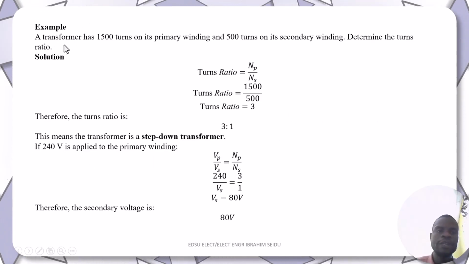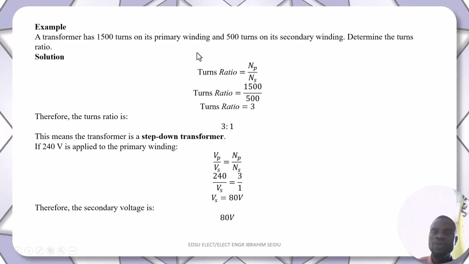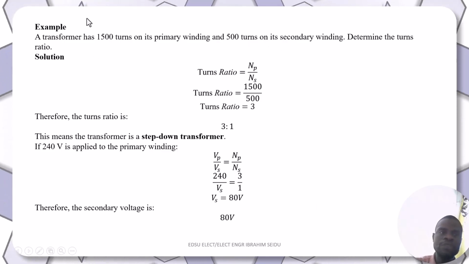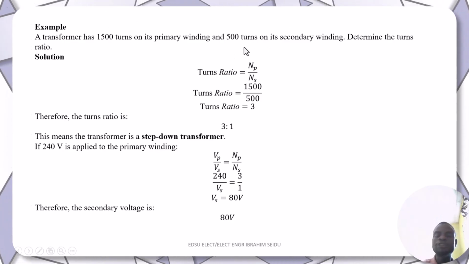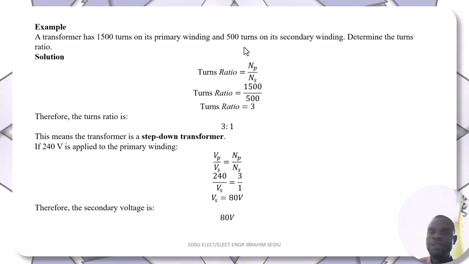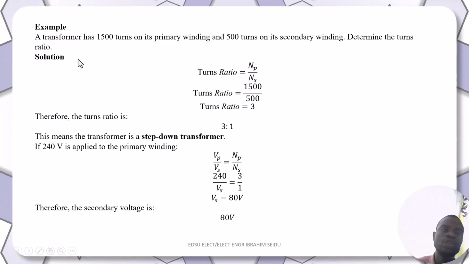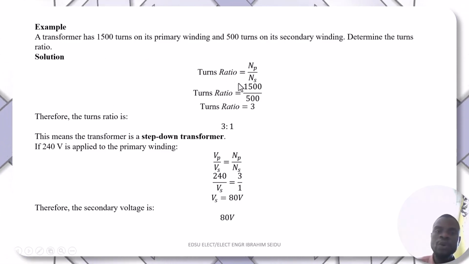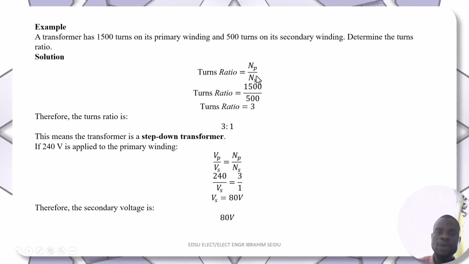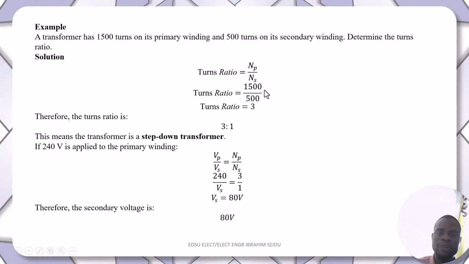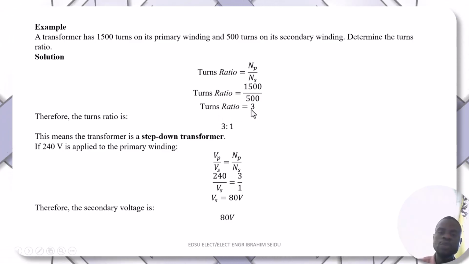Okay, now we are giving an example. A transformer has 1,500 turns on its primary winding and 500 turns on its secondary winding. This means the primary turns is greater than the secondary turns. Let's check if this is a step down or step up transformer. We are told to determine the turns ratio. Turns ratio equals the primary winding divided by the secondary winding. The primary winding is 1,500, divided by the secondary winding, which is 500. So my turns ratio is 3:1.